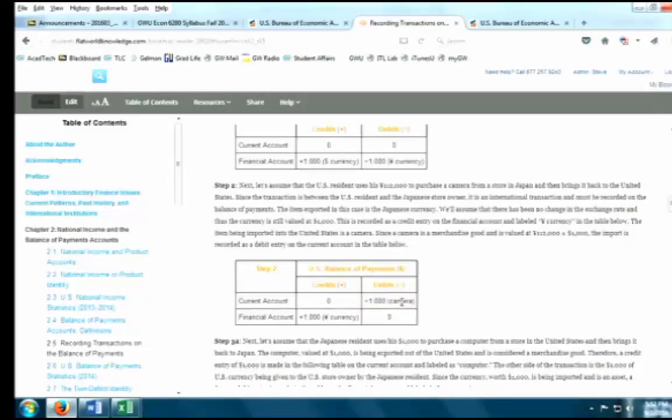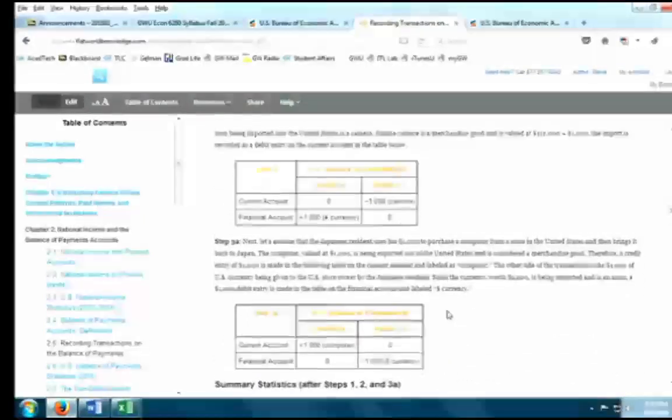What's being exported is the yen currency, 112,000 yen in particular. But the current value, assuming no change in exchange rate, is still $1,000 worth. So we've got a plus 1,000 credit entry on the financial account. That's the two sides of the transaction now when the camera is purchased. Okay? Straightforward, I think.